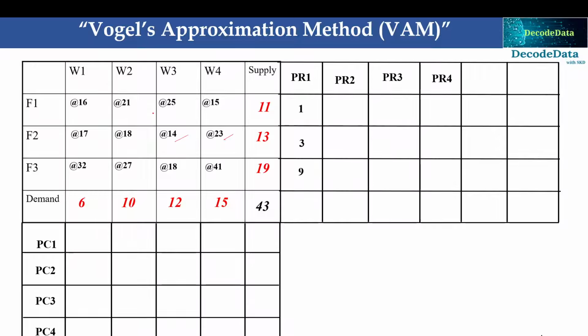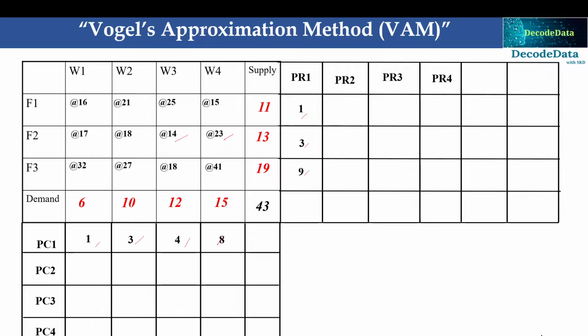Now comes the columns. In column 1 we have 16, 17, 32; 16 and 17 are the minimum, so the penalty is 1. For column 2, column 3 and column 4, penalties are there too, right? Now I have the penalties. Now out of all these penalties: 1, 3, 9, 8, 4, 3, 1.